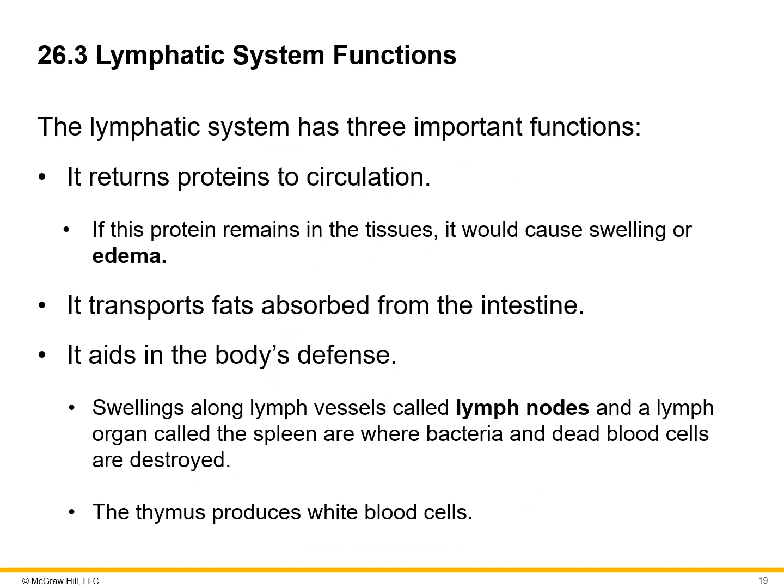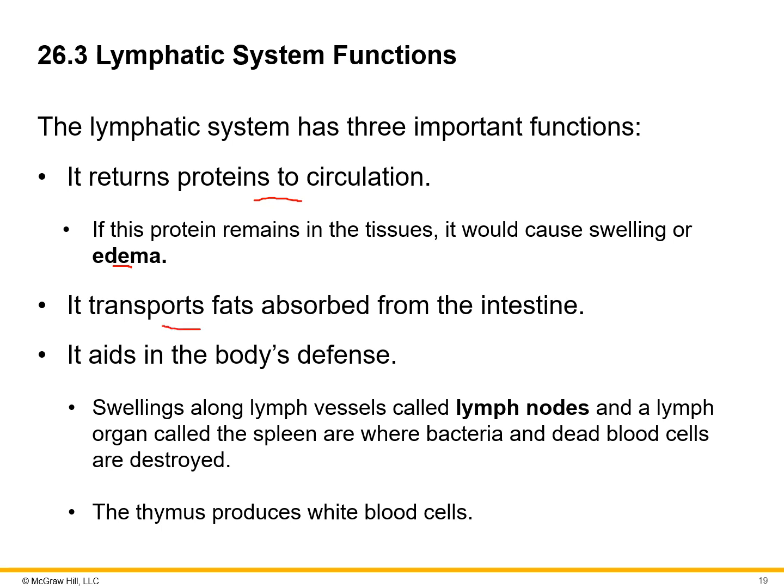So some of the functions here, again, three main functions: returning proteins to the circulatory system. If they remain there in the tissue, that's what causes swelling or edema. So that's why if you have a broken bone or a bruise or a sprained ankle or something like that, it's because proteins have gotten out of the blood whenever those blood vessels rupture, and those proteins induce the swelling because that's what the lymphatic system is meant to deal with.